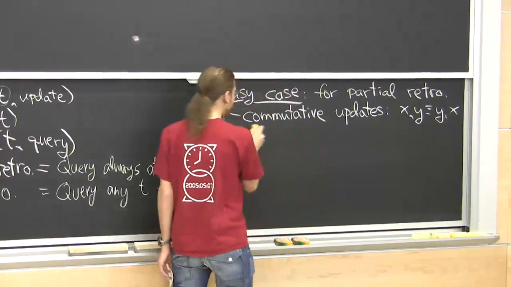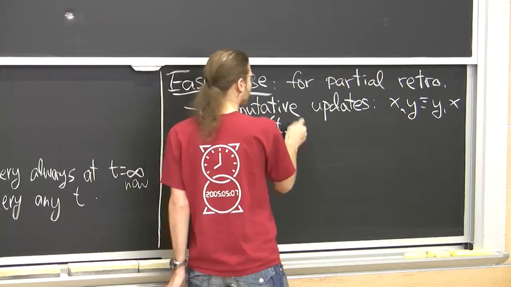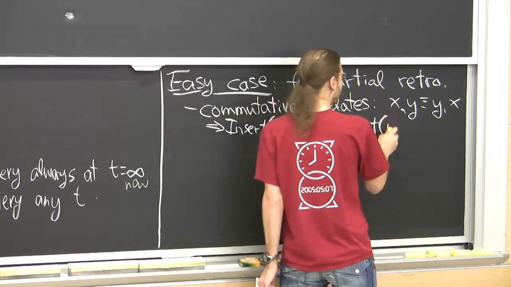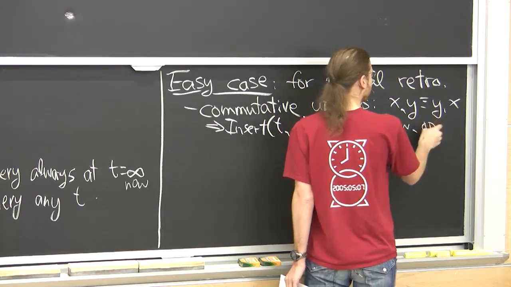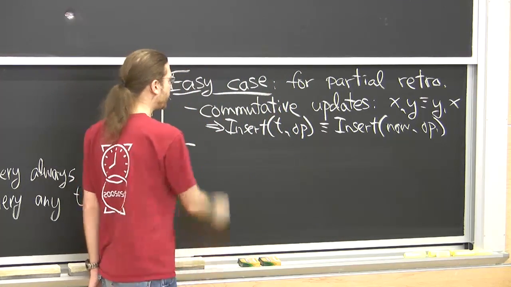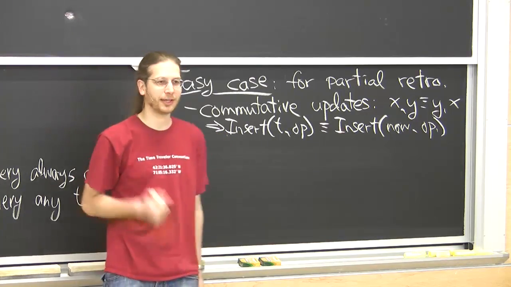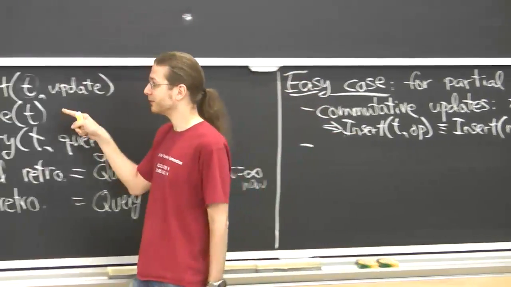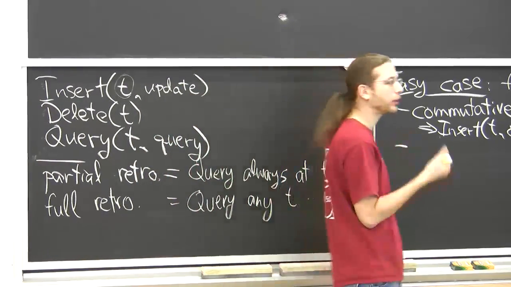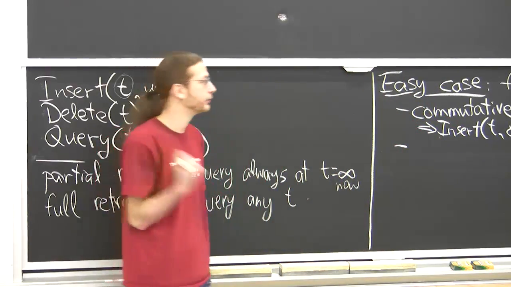If my updates are commutative, then inserting an operation at time t is the same thing as inserting that operation now, at the end of time. That's for inserts, or retroactive inserts, I should say, capital I. If I want to also be able to do retroactive deletes, I need something else. I still want to only work in the present if I can. And for that, I need inversion.